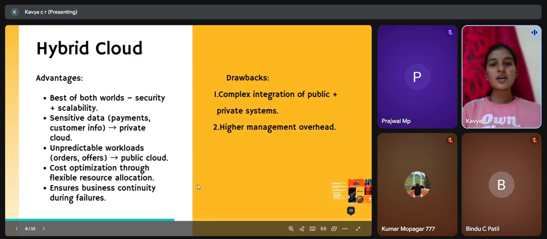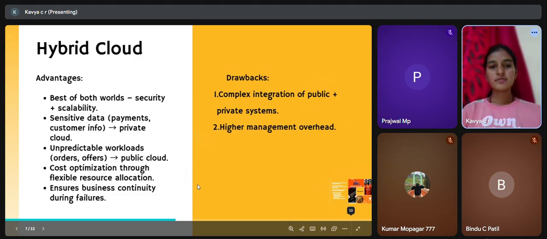Advantages of hybrid cloud: cost efficiency, uses public cloud for less critical operations, reducing expenses; flexibility and scalability, scale quickly using public cloud resources; security for sensitive data, keep sensitive workloads in private cloud; business continuity, supports backup, disaster recovery and workload shifting. Drawbacks of hybrid cloud: complex management, needs careful coordination between private and public cloud; data transfer costs, moving data between clouds may be costly; security risk, requires strong security policies to protect hybrid connections.